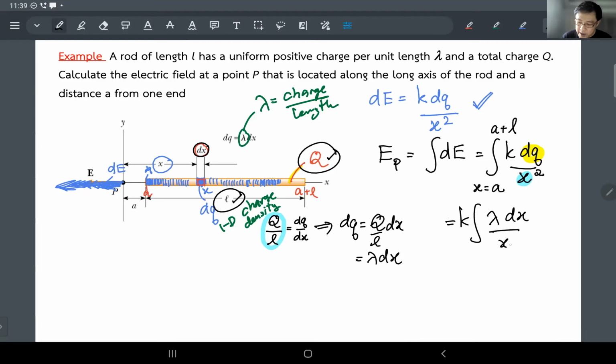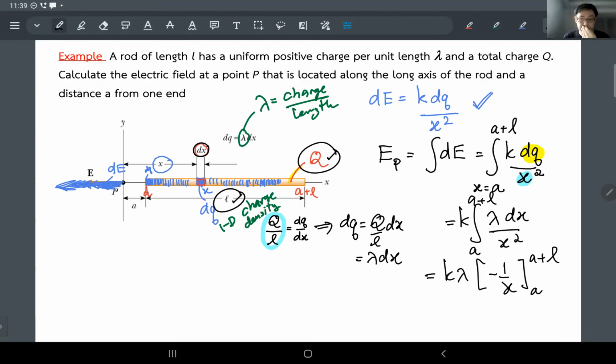Now you have an x squared down here. Now everything is under x, so I don't have to put x equal to something anymore. It's from a to a plus L. And because in this problem over here, lambda is a constant, I can pull lambda out as well. And now the only integral that you need to evaluate is the integral of 1 over x squared. And everyone knows how to do this. It's just 1 over x with a minus sign. Cool. And then you integrate from a to a plus L.